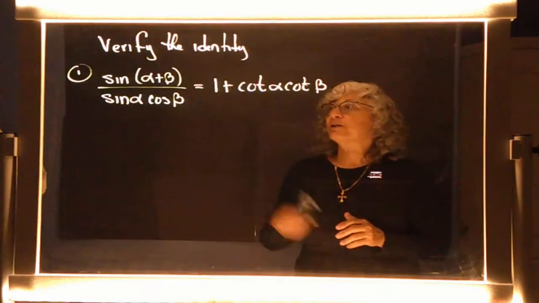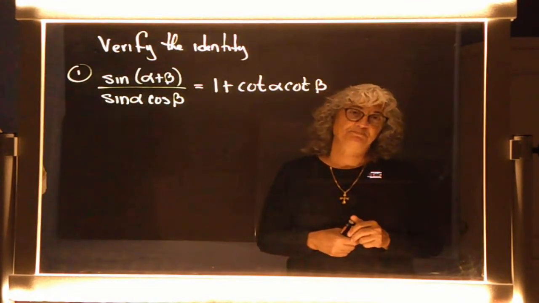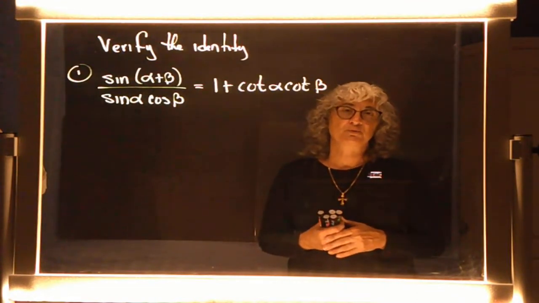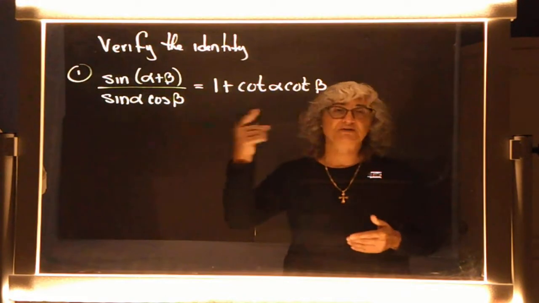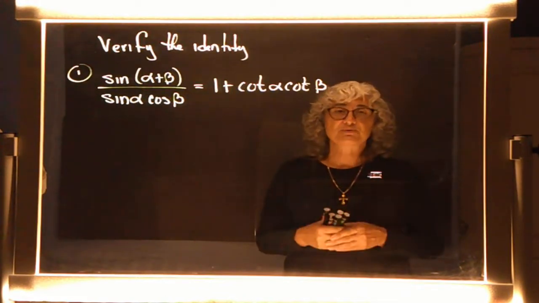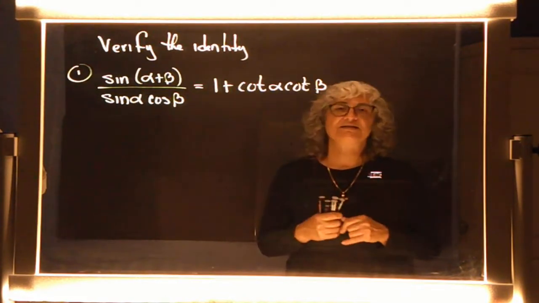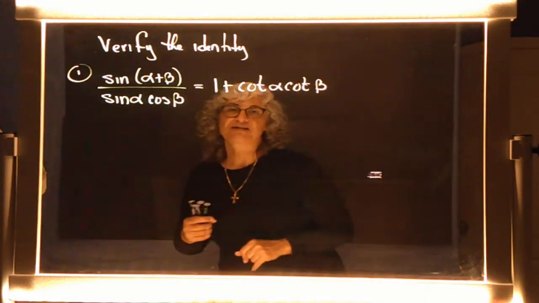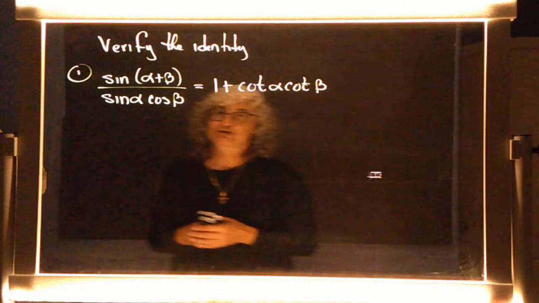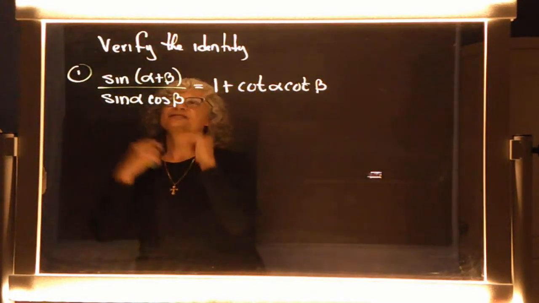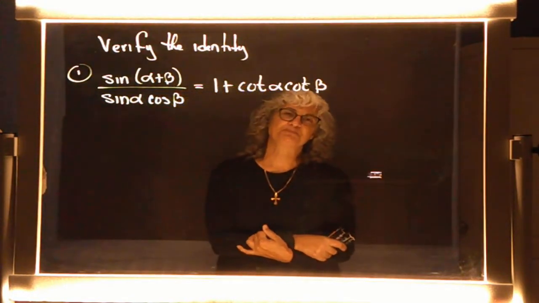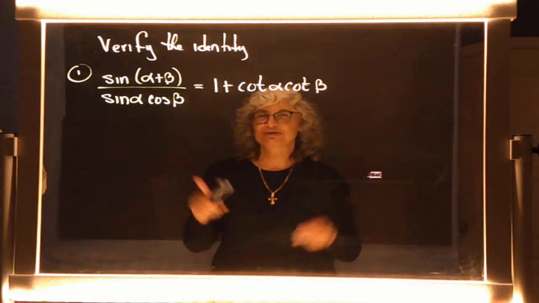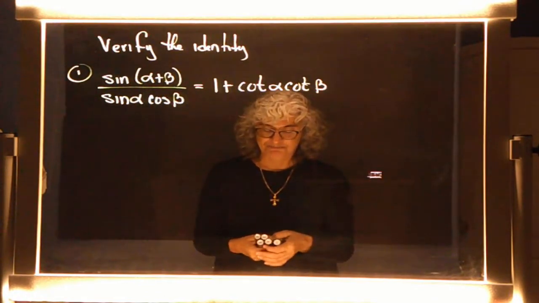I'll be right back. Okay, they're asking us to verify this identity. So remember some of the ground rules. One ground rule is you can't move anything from the left to the right. The other ground rule is you can only work one side at a time. So which side do you want to work? Yeah, I want to work with the left side also because there's more stuff I can do. So looking at the left side, what do you see that we can do? Yeah, that numerator looks like a distribution problem, doesn't it?